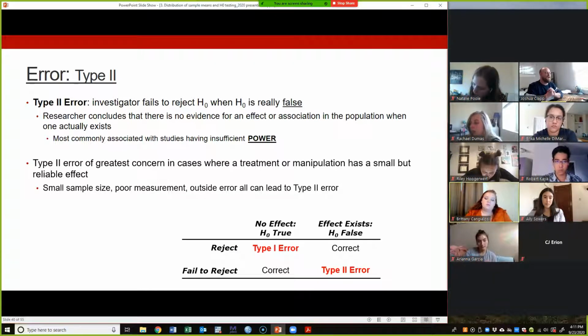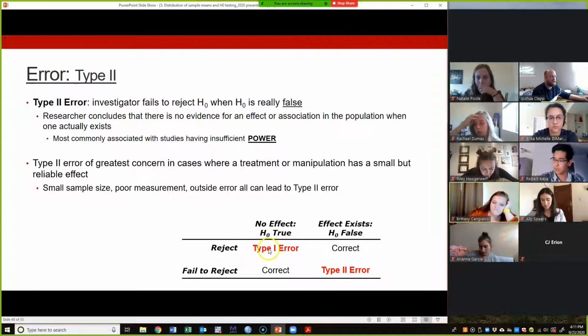This type 2 error is what we do more often than not, and we'll get into some of the problems with the logic around this in the last section. Okay, so again, if you want to put this in a table, if the null hypothesis is true, and I reject the null hypothesis, I say that there is an effect when there actually, in fact, isn't one. I've made a type 1 error.